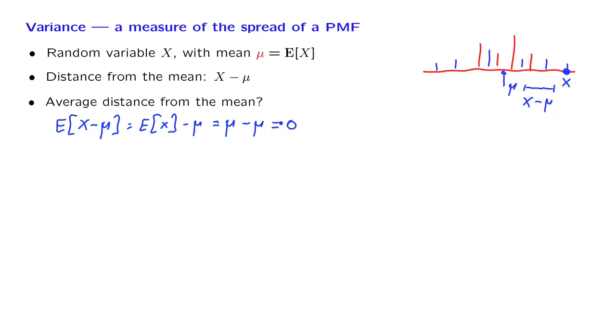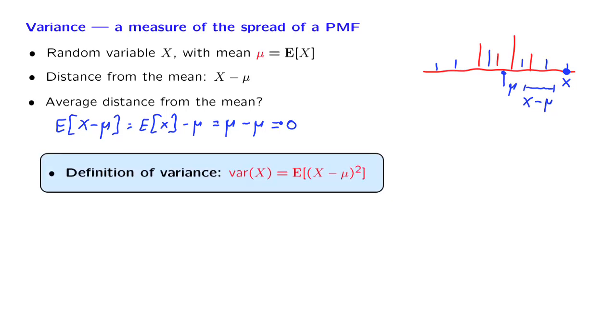What we really want is the average absolute value of the distance from the mean, or something with this flavor. Mathematically, it turns out that the average of the squared distance from the mean is a better behaved mathematical object. And this is the quantity that we will consider. It has a name. It is called the variance, and it is defined as the expected value of the squared distance from the mean. The first thing to note is that the variance is always non-negative. This is because it is the expected value of non-negative quantities.